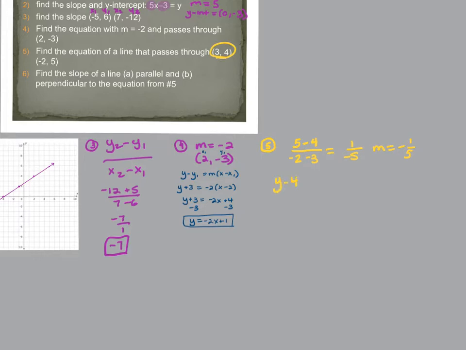Y minus 4 equals -1/5 times x minus 3. Distribute my -1/5 and then add the 4. So 4 over 1 becomes 20 over 5, and I'd get y equals -1/5 x plus 23/5.